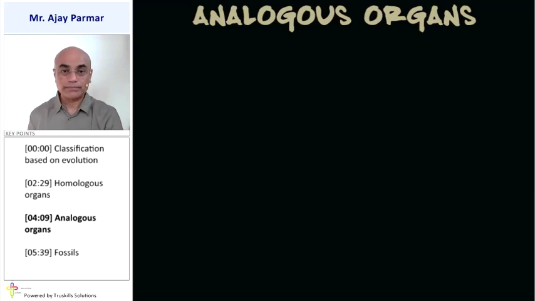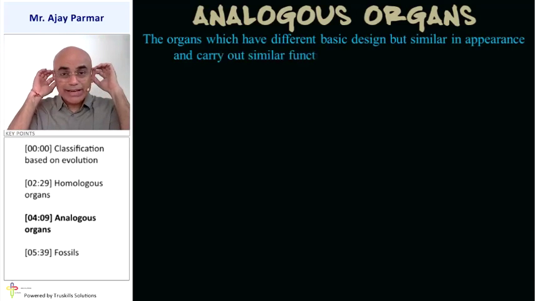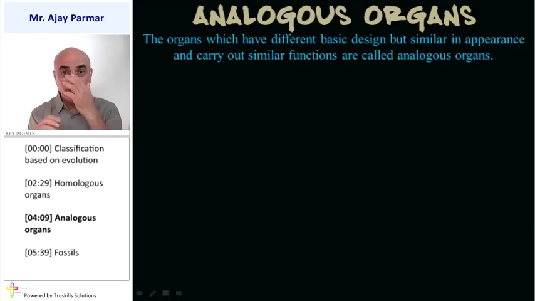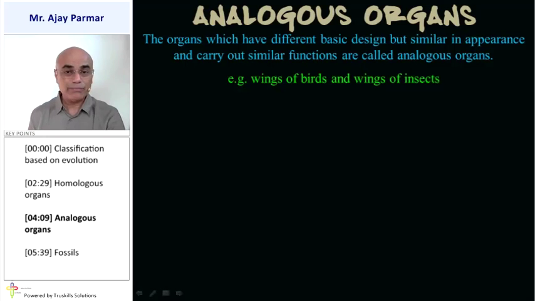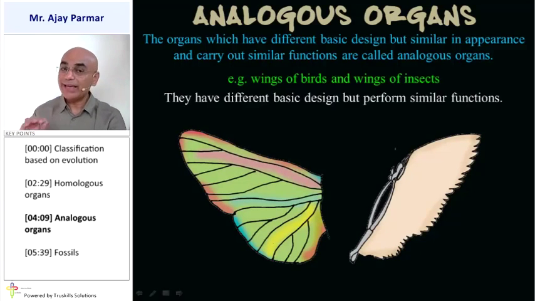Analogous organs. The organs which have different basic design, that means their structural plan is different, but they are similar in appearance and carry out similar functions. Their functions might be similar, then they can be considered as analogous organs. For example, the wings of the bird and the wings of the insects. They have different basic designs, but their performance, that means the functions, is very much similar.